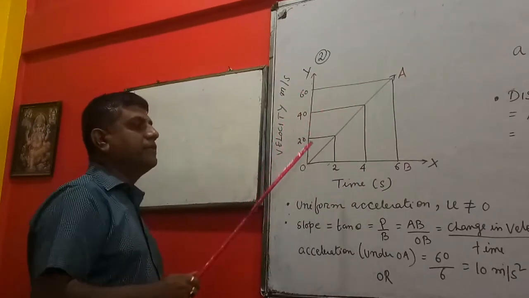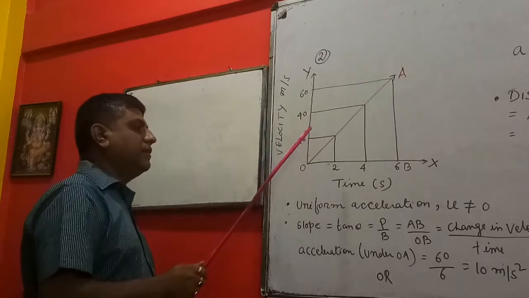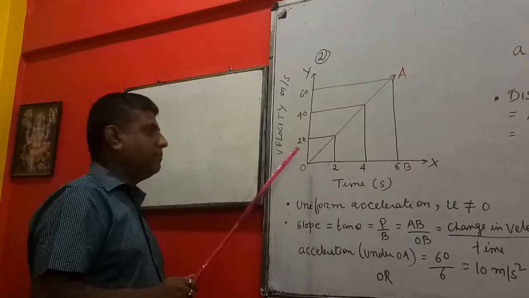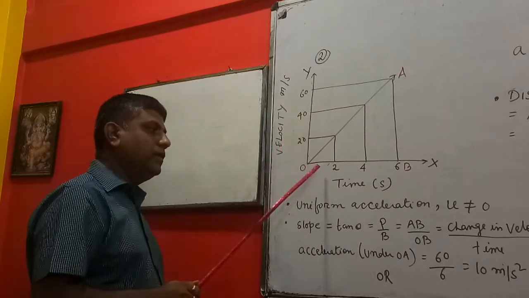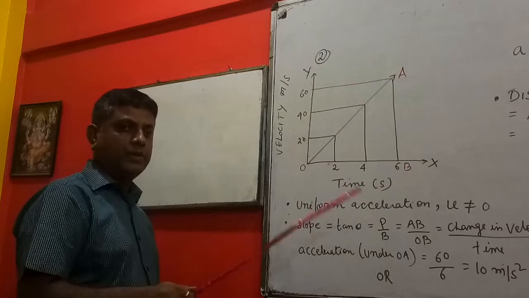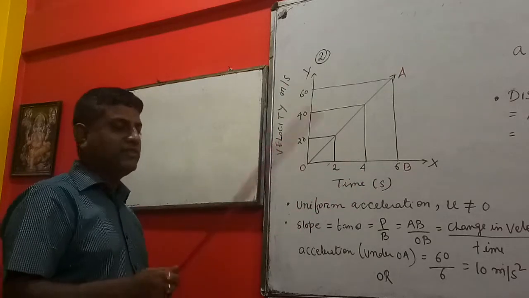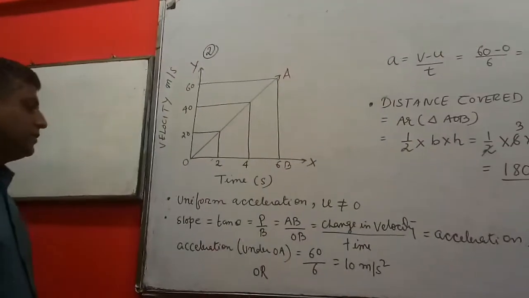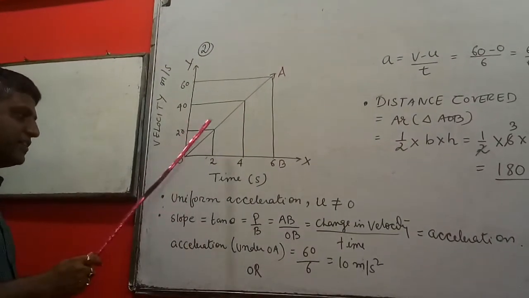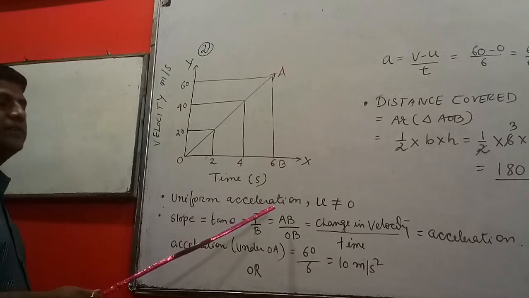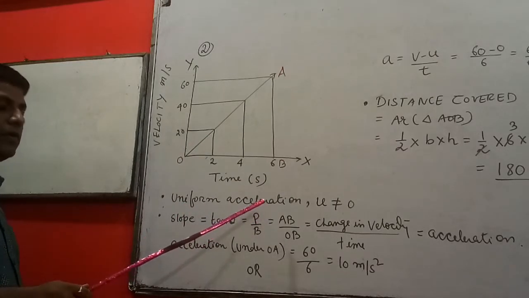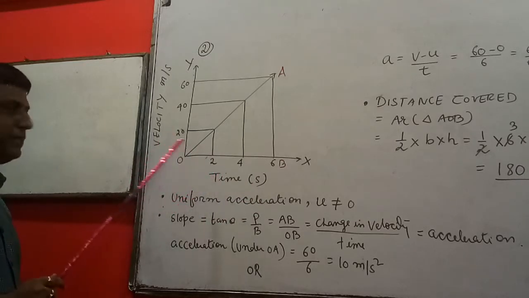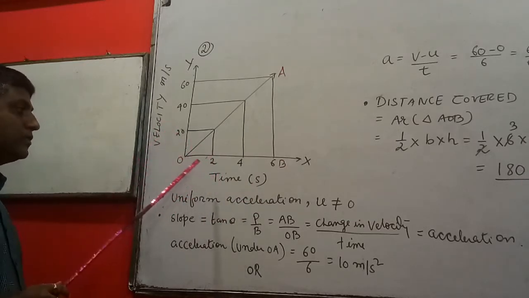So what we have seen is that velocity is increasing equally with respect to time. That is, velocity is changing continuously. So the rate of change of velocity is acceleration. That's why the significance of the graph is uniform acceleration. Why? The velocity is changing equally with respect to time.